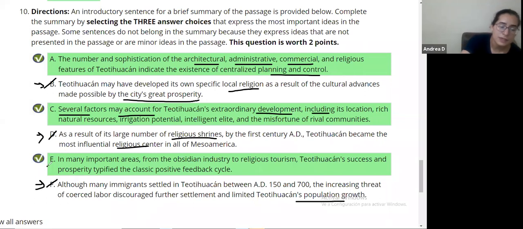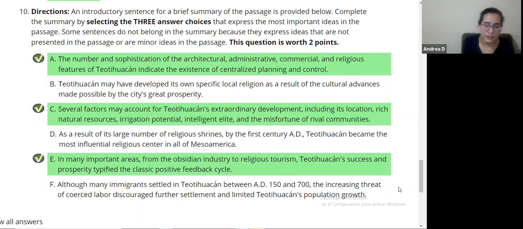And the same happens in E, right? In many important areas, from the obsidian industry to religious tourism, but there are many more in between, many other areas, Teotihuacan's success and prosperity typify the classic positive feedback cycle. Okay, so as you can see, the three of them are very broad. They talk about all the things that are mentioned in the paragraph. And in general, they talk about the development of the city, right? And how powerful, how wealthy it was, or how organized it was.